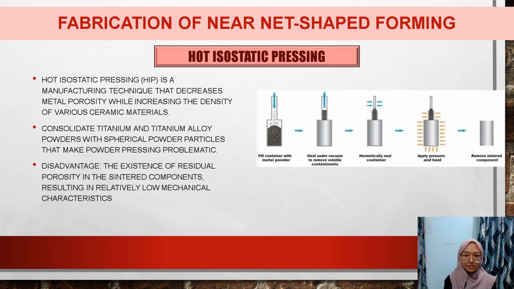Next is hot isostatic pressing. HIP is a manufacturing technique that decreases metal porosity while increasing the density of various ceramic materials. It consolidates titanium and titanium alloy powder with spherical powder particles that make powder pressing problematic. The HIP disadvantage is the existence of residual porosity in the sintered component, resulting in relatively low mechanical characteristics.